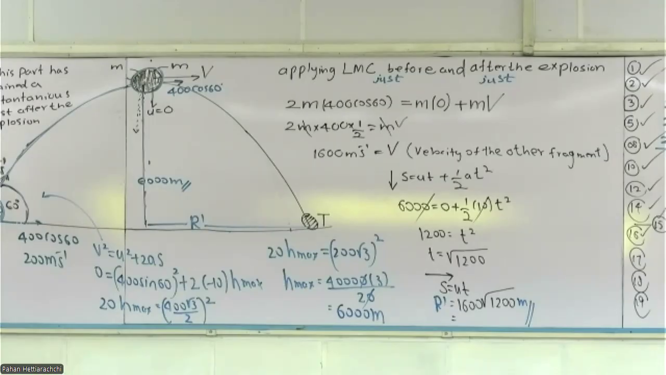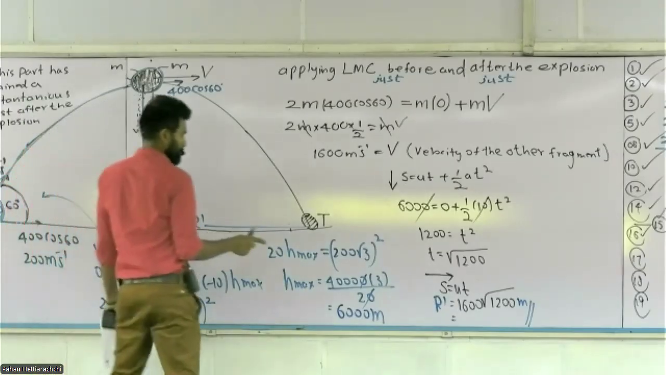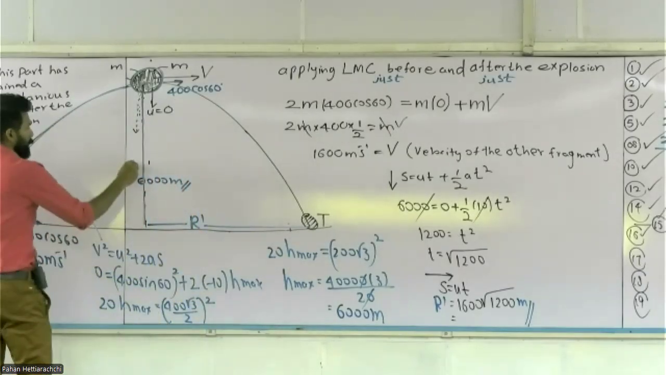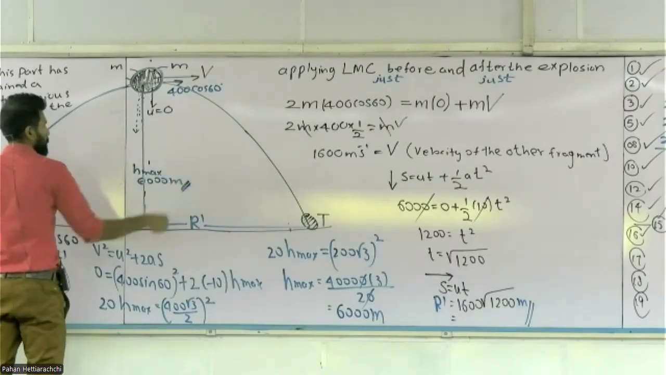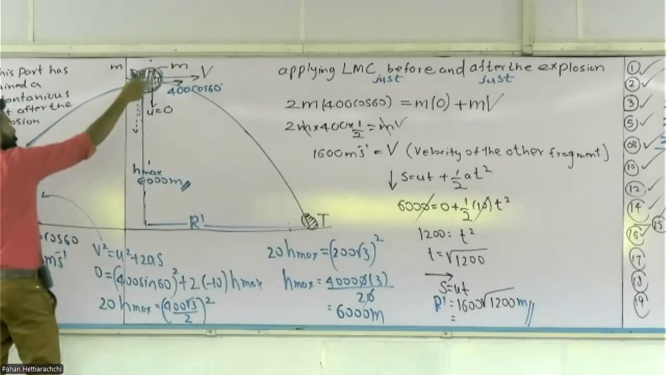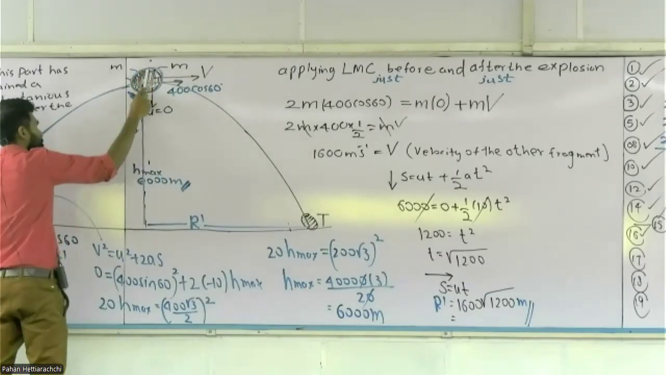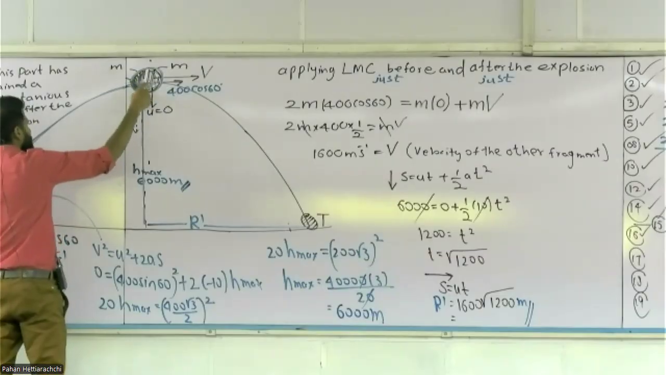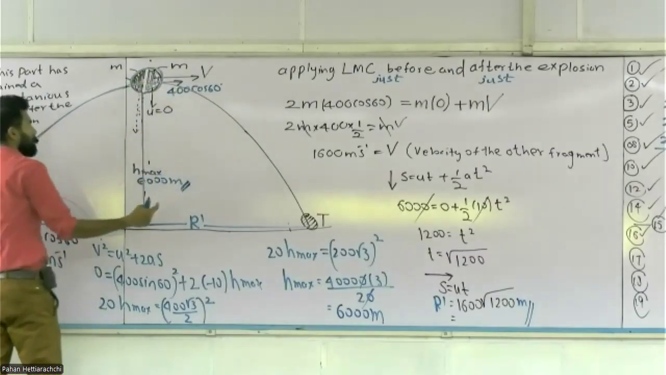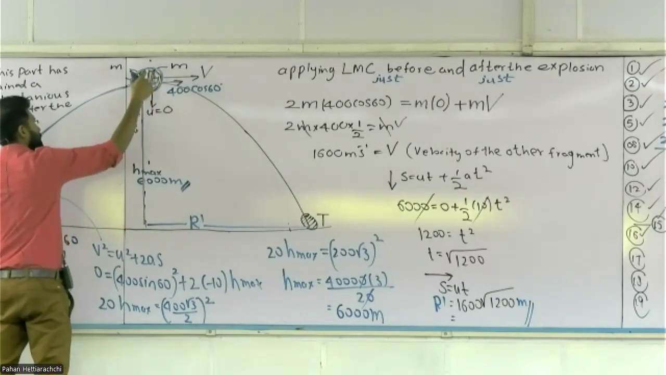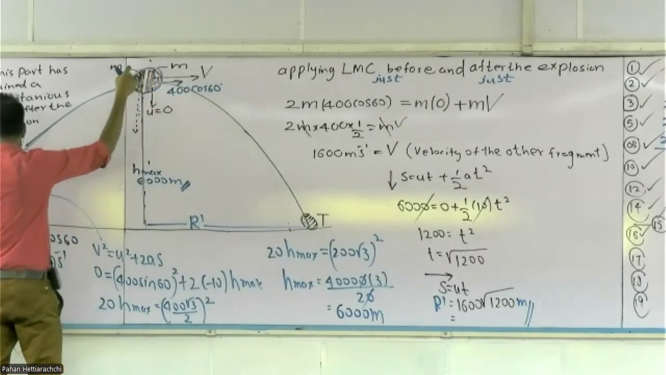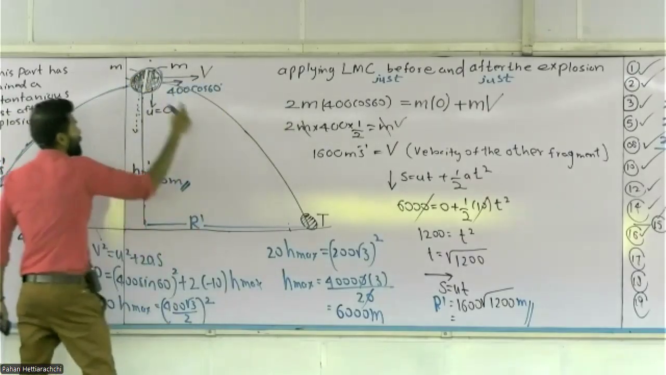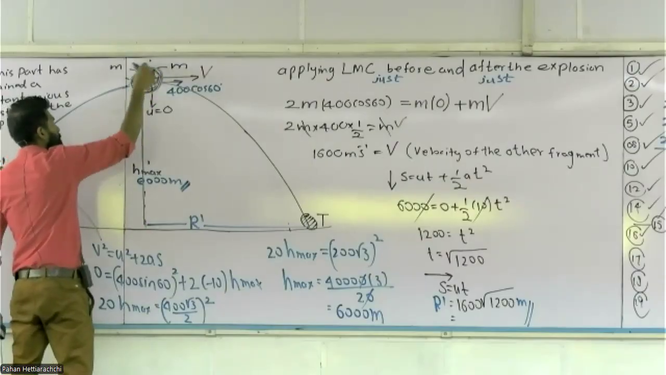So the h max is equal to 6,000 meters. At this point, what happens? This explodes into two equal fragments. So at this point, I applied linear momentum conservation to the forward direction. Before the explosion, the complete mass was 2m. And what was the velocity of this 2m part?